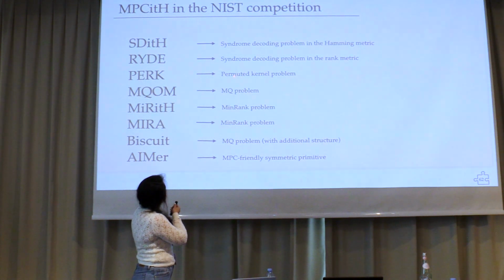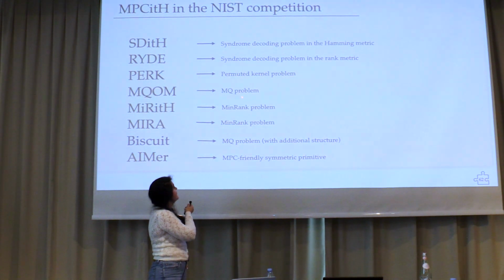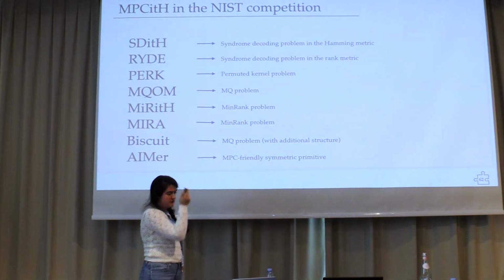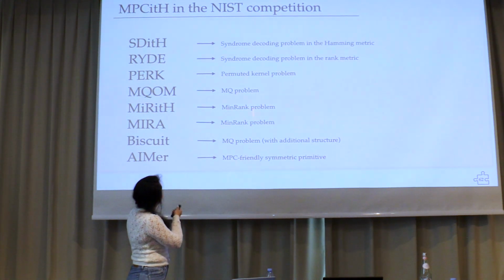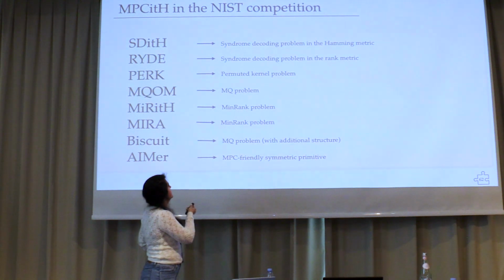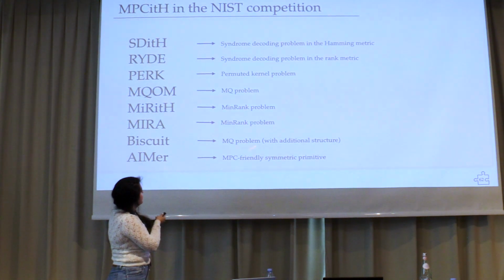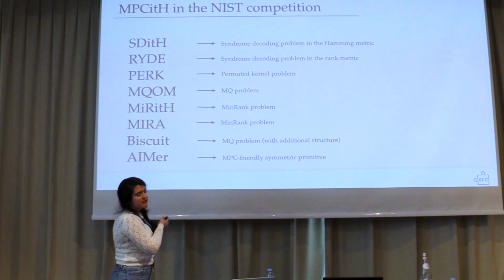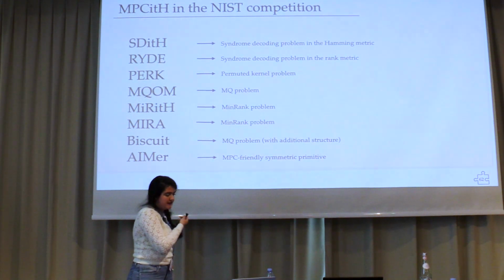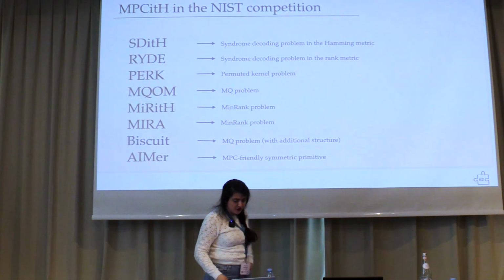You have one based on the permuted kernel problem, the MQ problem, as I said. I showed you what is MQ. I didn't show you what PERK is. I didn't show you what MinRank is also as a problem. But you can also do this with MinRank, and 2 different teams have done it actually. Another one with MQ, but also with some additional structure, that was Biscuit. And then AIMER, as I said, is an MPC-friendly symmetric primitive.